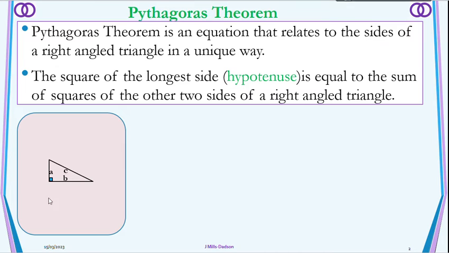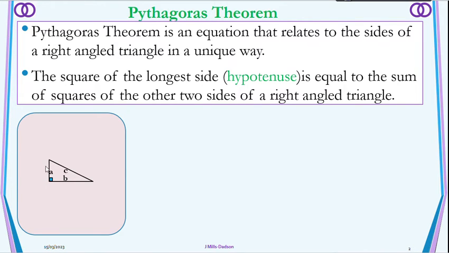whenever you have a right angled triangle, the longest side is always called the hypotenuse. The longest side is called the hypotenuse. It is always the side facing the right angle. So the theorem says that the square on the longest side is always equal to the sum of squares of the other two sides.